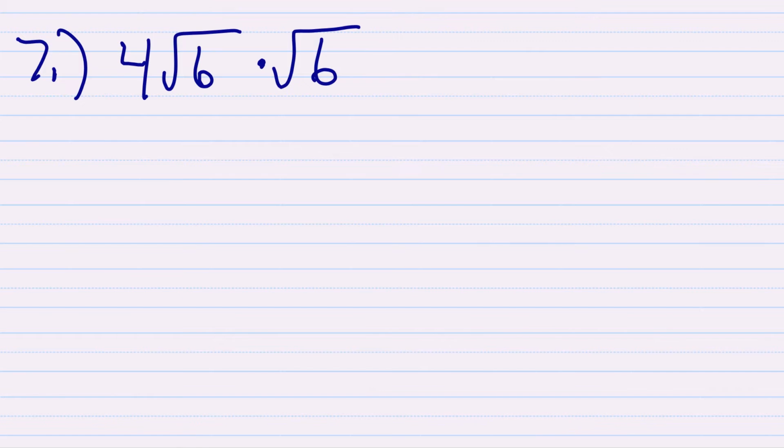So here's one thing you want to remember. If you see multiple radicals, you can combine radicals using the product property.